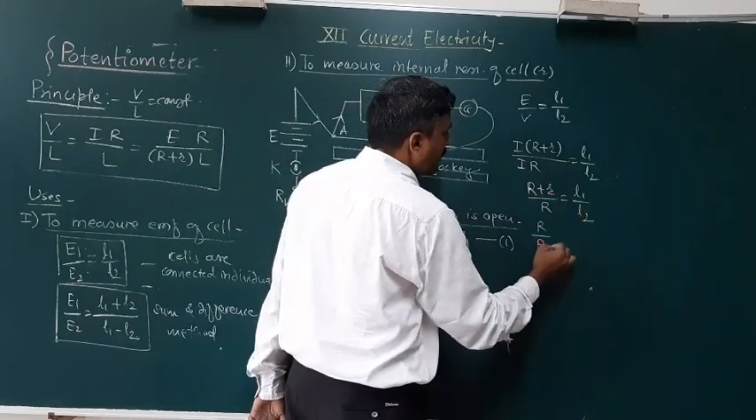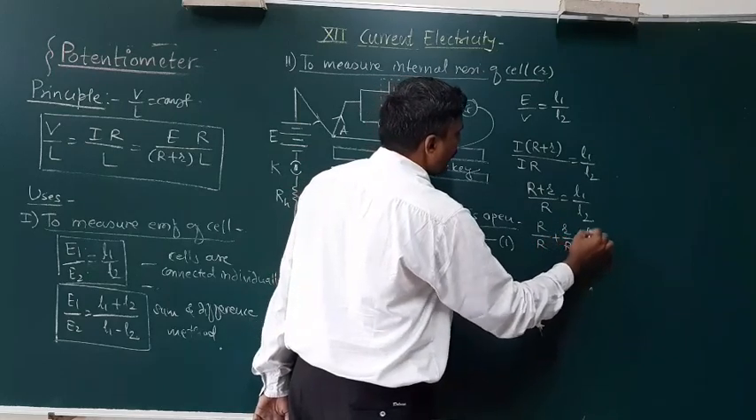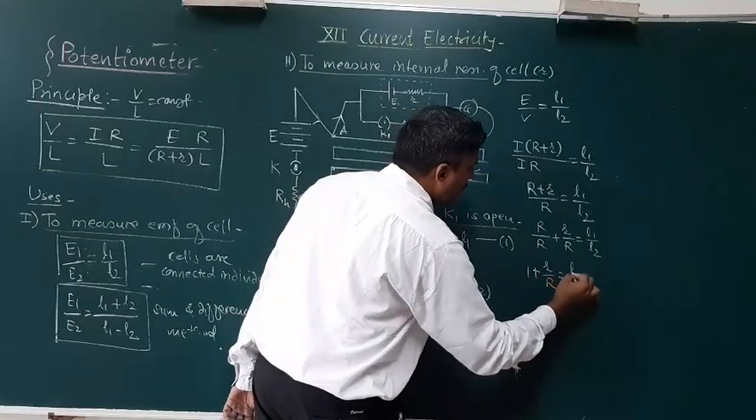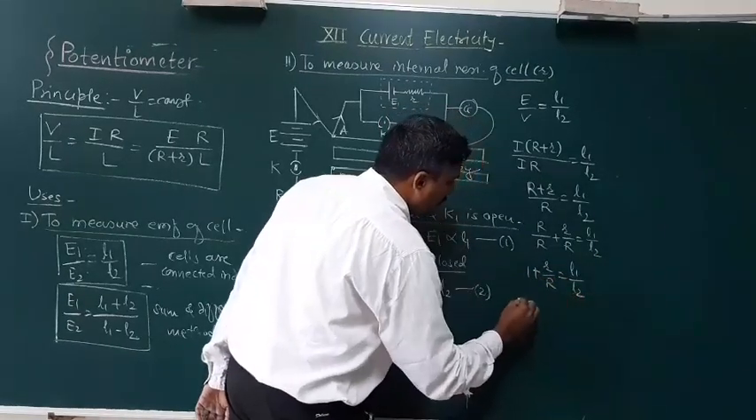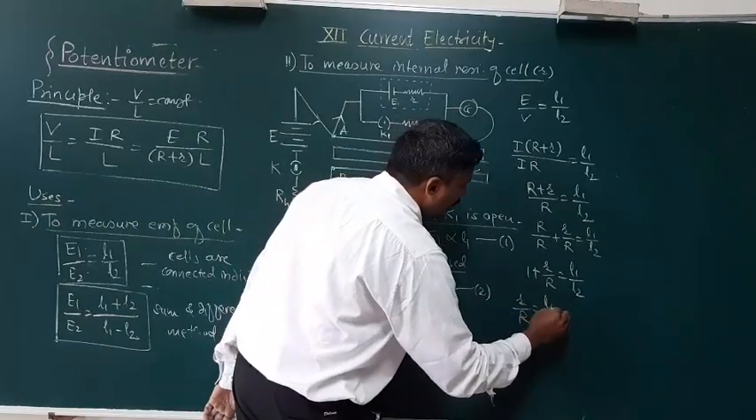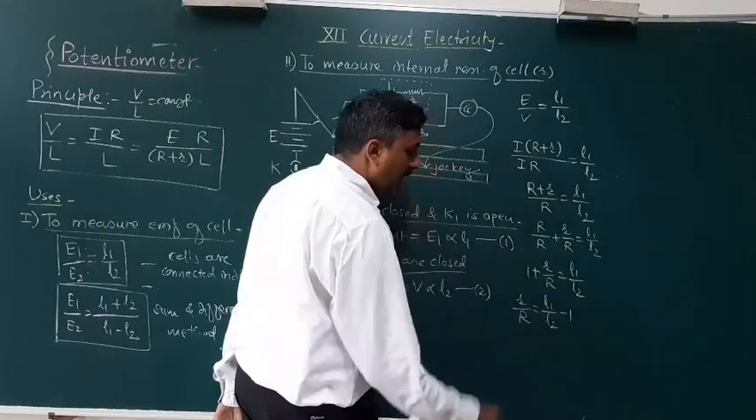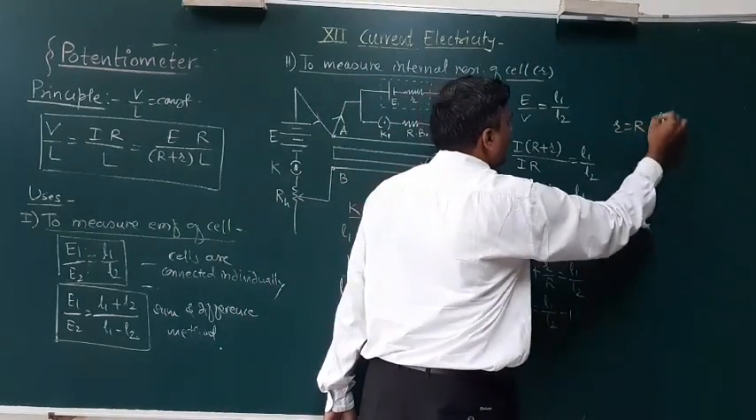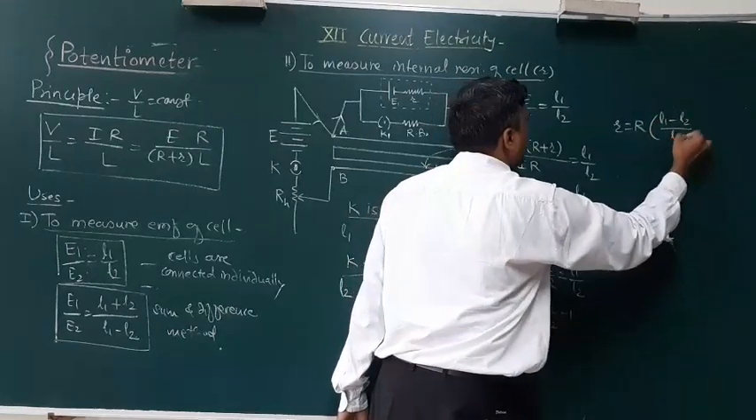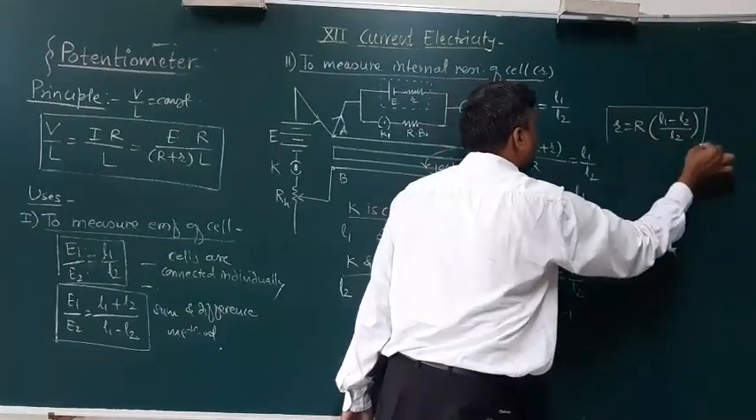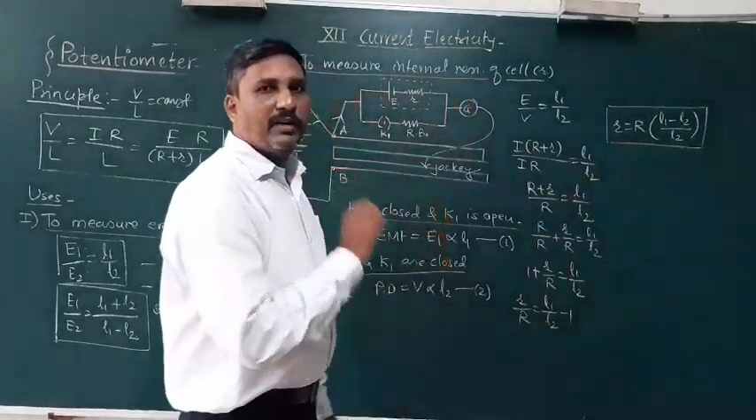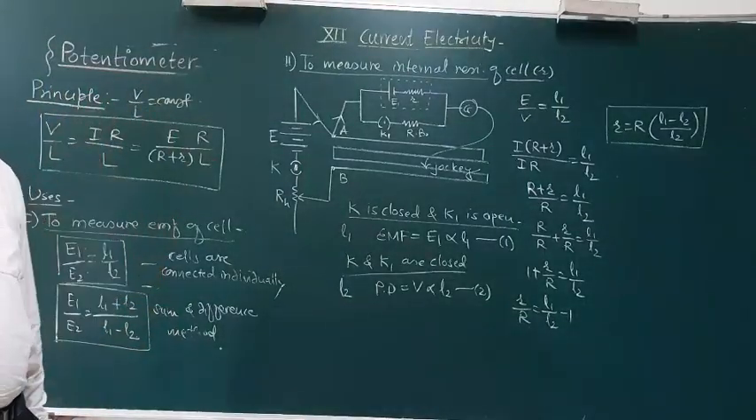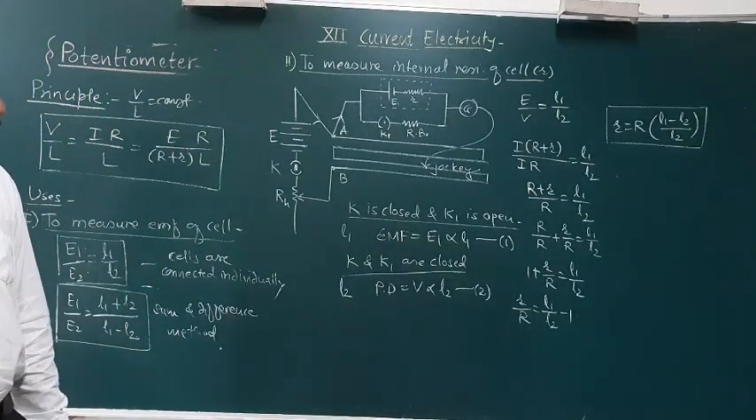Taking the denominator separately, (R + r) by R equals L1 by L2, then 1 plus r by R equals L1 by L2, then r by R equals L1 by L2 minus 1. Then we get a simple formula: r equals R times (L1 minus L2) upon L2. This is the formula for the internal resistance of the cell. This is the second use of the potentiometer.